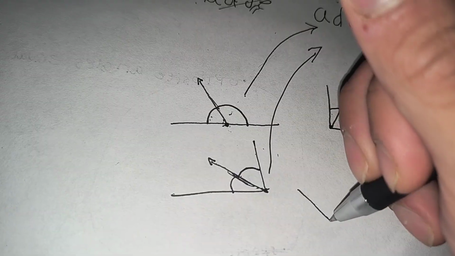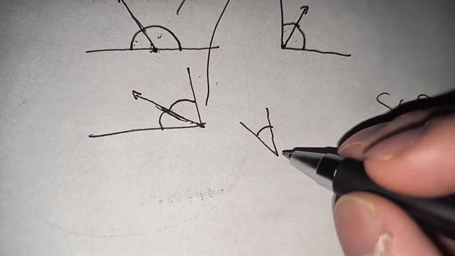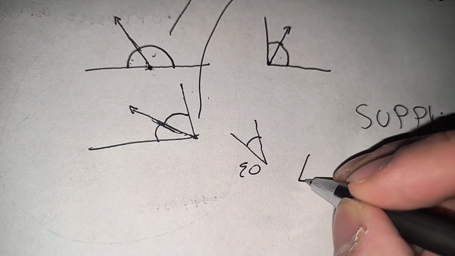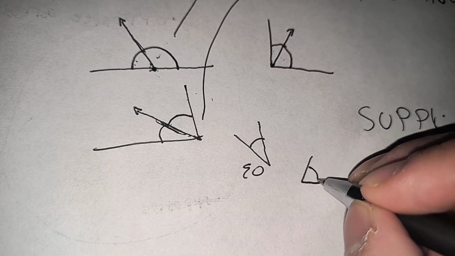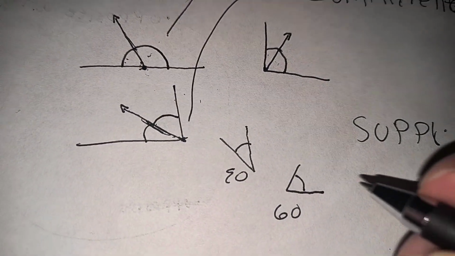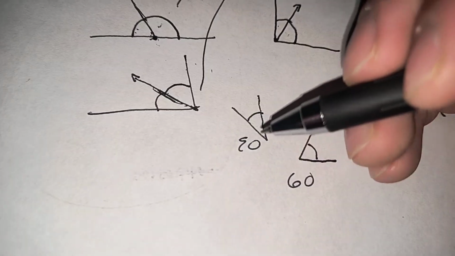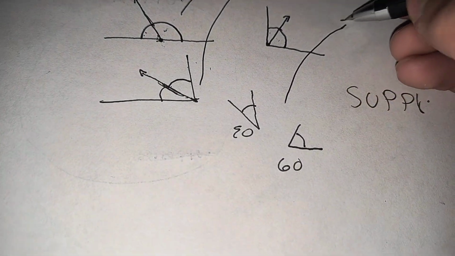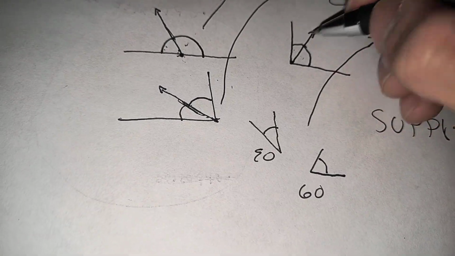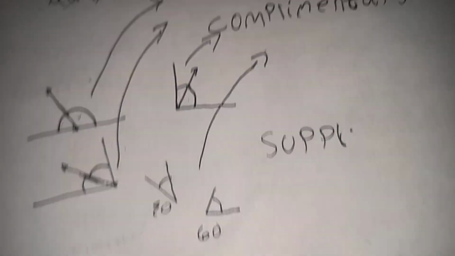If I were to have an angle like this, let's say 30 degrees, and then I would have an angle like that, which would say 60 degrees. Added together, they would equal 90 degrees. 30 plus 60 is 90. So these would be complementary angles, even though they're not adjacent angles. They're separated from each other. They just have to be two angles that add up to 90.